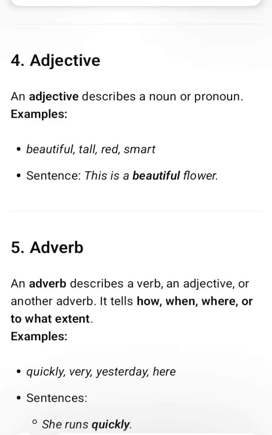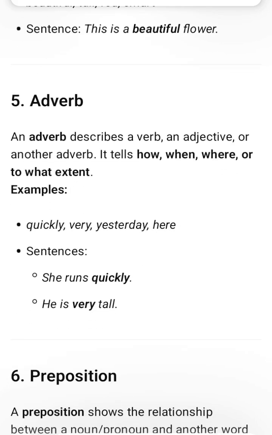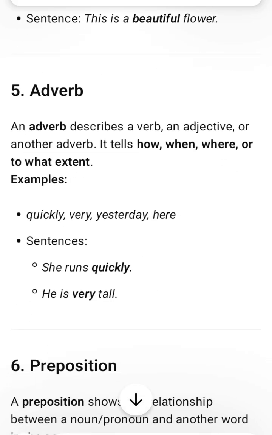5. Adverb. An adverb describes a verb, an adjective, or another adverb. It tells how, when, where, or to what extent. Examples: quickly, very, yesterday, here. Sentences: She runs quickly. He is very tall.